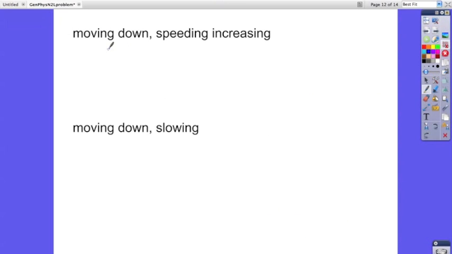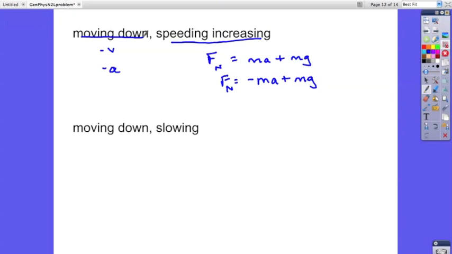If you're moving down, that would be a negative velocity. Speed increasing, that would be a negative acceleration. This problem works just like the last one. The normal force equals ma plus mg. But if a is negative, then this term becomes a negative ma plus mg. So the normal force, if you are speeding up, moving down, is less than your weight. And so that scale reading would be lower than your actual weight.